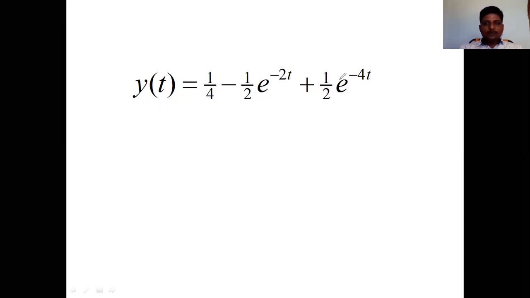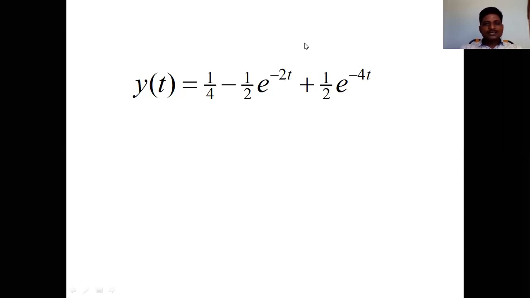So this is the complete solution for the given problem. The given problem is a differential equation and we are finding its solution, that is y(t) equal to 1 by 4 minus 1 by 2 e power minus 2t plus 1 by 2 e power minus 4t. This is how you can solve any problem.